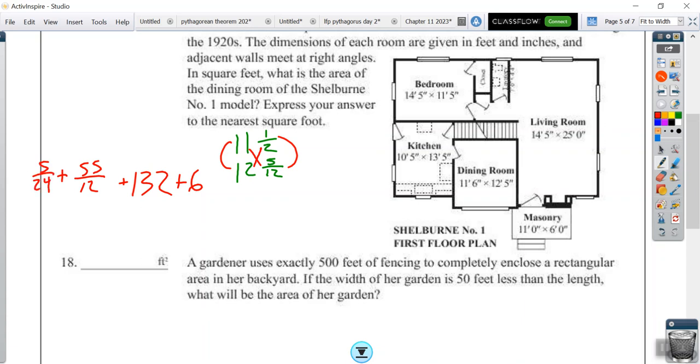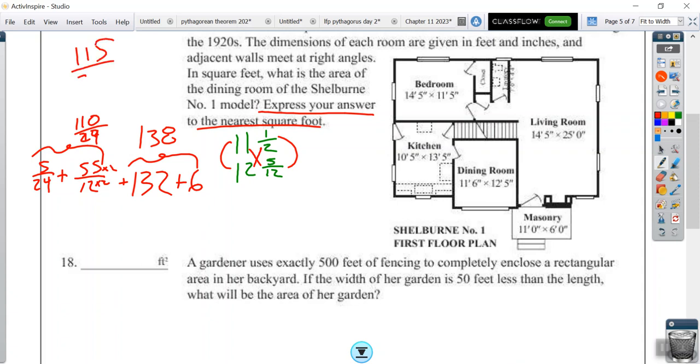All right, so now we want our answer expressed to the nearest foot. So let's add these two things together. So I get 138, and so over here, this is going to be a little bit more of a challenge, but not much. So we need to multiply the numerator and the denominator by 2, so we get 110 over 24. Over here we still have 5 over 24, so that's 115 over 24.